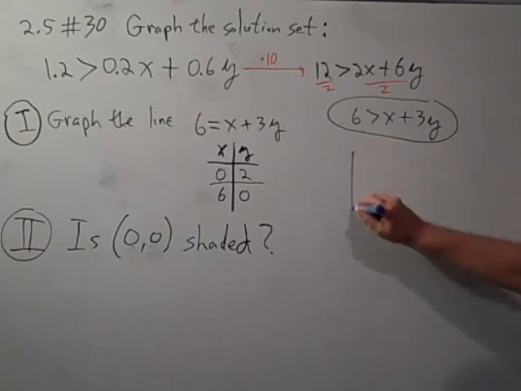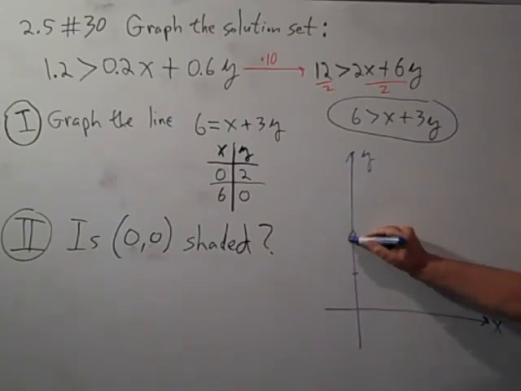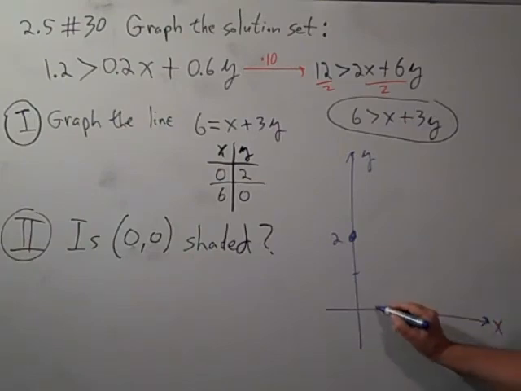So the y-intercept is at 2, 1, 2. There's our y-intercept. And the x-intercept is at 6. Well, I'll make a different scale on the x-axis. 1, 2, 3, 4, 5, 6. So there's the x-intercept. And to graph this line, we need to connect those 2 points.